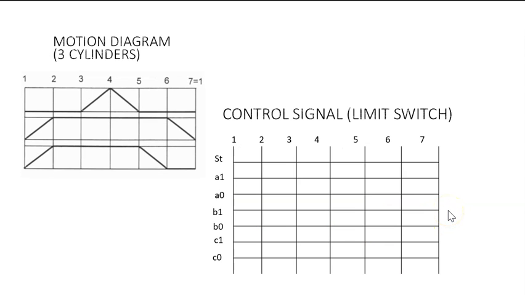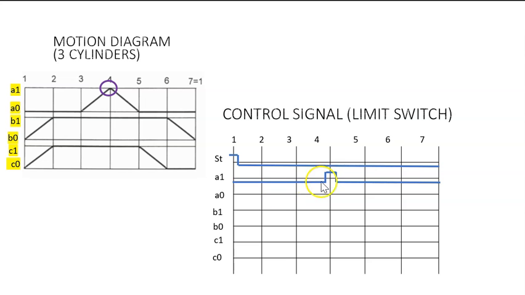Now we're going to do the control signal. This time we're going to use the location: A1, A0, B1, B0, C1, C0. This is the start button, always like this, and we start with A0. How to do it? You circle first. The touch happens at 4, so 1 here, and then none, so complete the line.